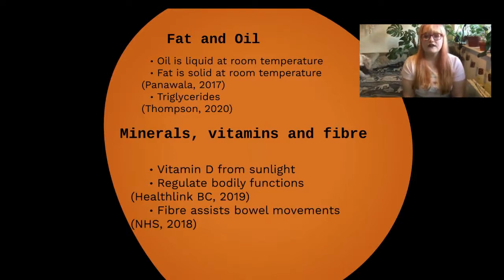Fat and oil. These are known as lipids. Cell membranes are created by lipids. There are also many other different uses for lipids. So an oil is a fat that's liquid at room temperature, and fats are solid at room temperature. So lipids are triglycerides. It means they have a glycerol and 3 fatty acid tails.